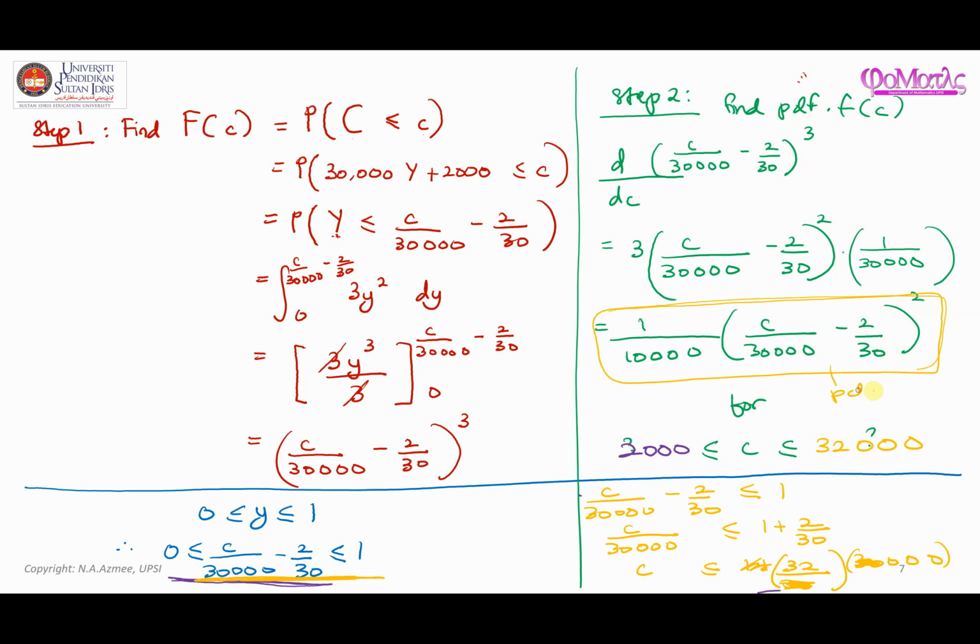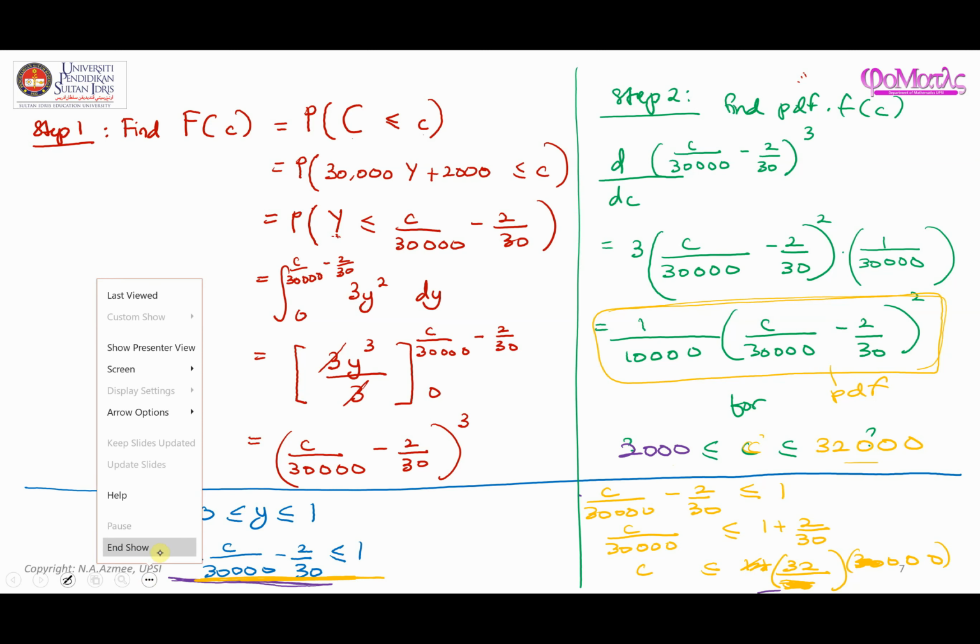So this part here is the PDF for C, where C can take values with a minimum value of 2,000 and a maximum value of 32,000. Okay, that's it about the distribution function technique, and thank you very much for watching.